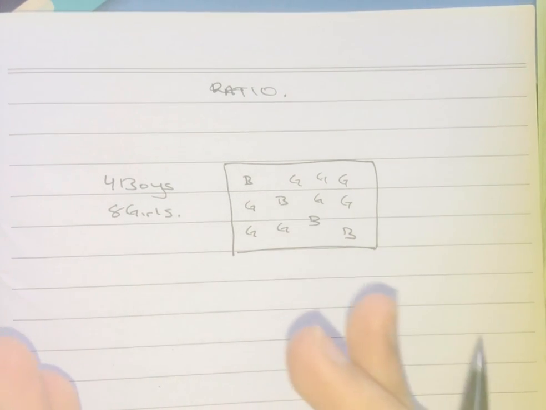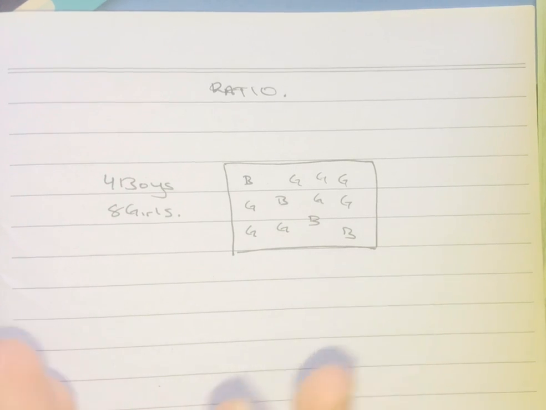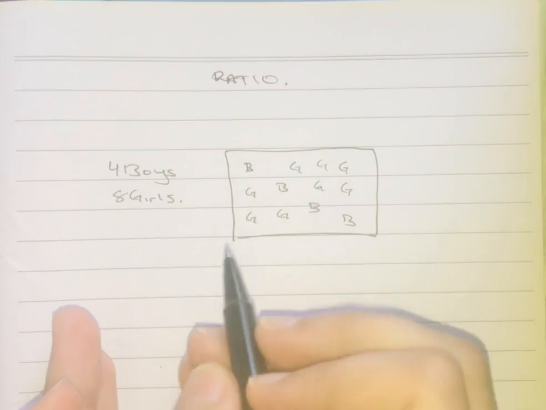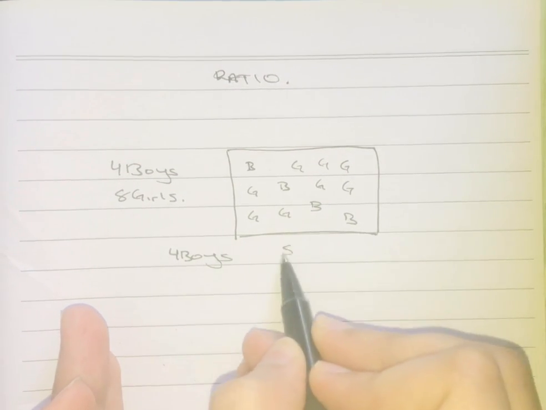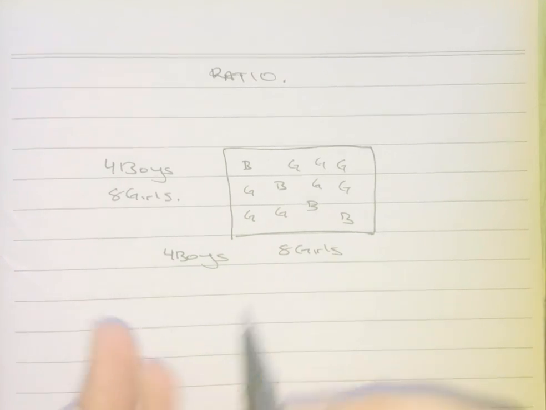So how are you going to show the ratio? How are you going to show the relationship between the boys and the girls in the classroom? The quantity, the value. So let's put it this way first: 4 boys, 8 girls.